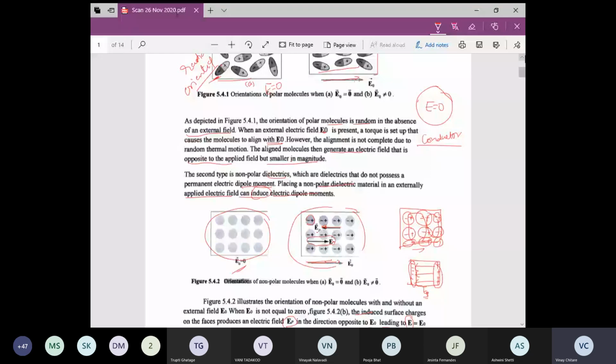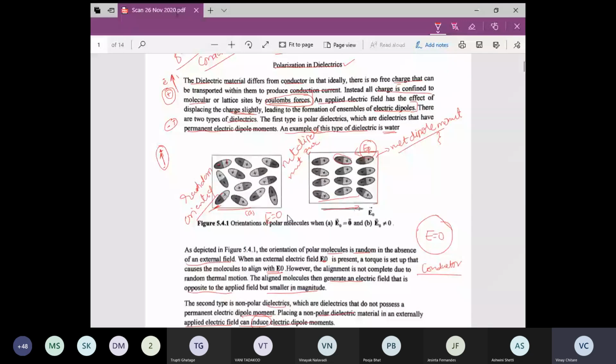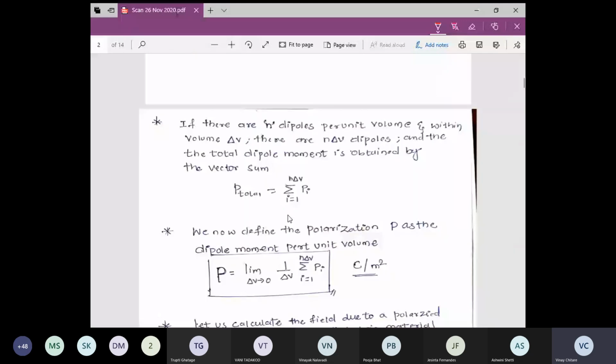Now we need some proper relationship. In free space, the relationship between D and E is D equal to epsilon naught times E, where epsilon naught is the permittivity of free space. Now the question is, how do we compute the electric field inside the dielectric material, and what is the relationship between D and E inside the dielectric material?